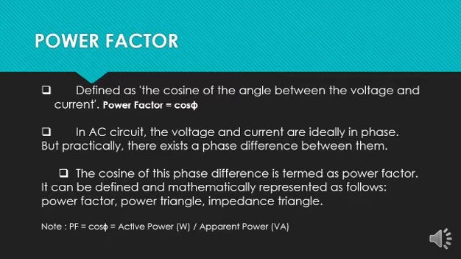Power factor is defined as the cosine of the angle between the voltage and current, and it's represented by power factor equals cosine theta. In an AC circuit, the voltage and current are ideally in phase, but practically, there exists a phase difference between them. The cosine of this phase difference is termed the power factor.